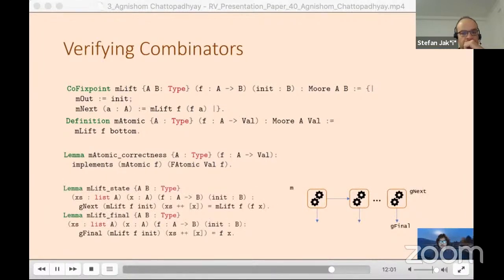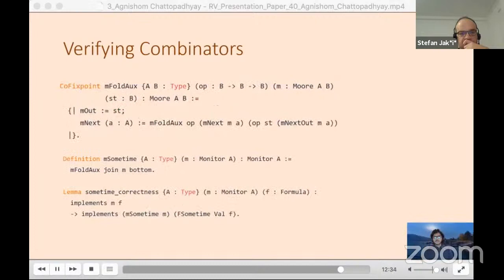The first one is about state. Here G next denotes the state of the machine, which is obtained at the end of feeding in an entire trace. We wish to say that at the end of the execution, the machine we obtain is still a machine which is of the form mlift, where the state has been replaced by f x, where x is the latest value. We also use the lemma mlift underscore final to state that the result at the end corresponds to the value f of x.